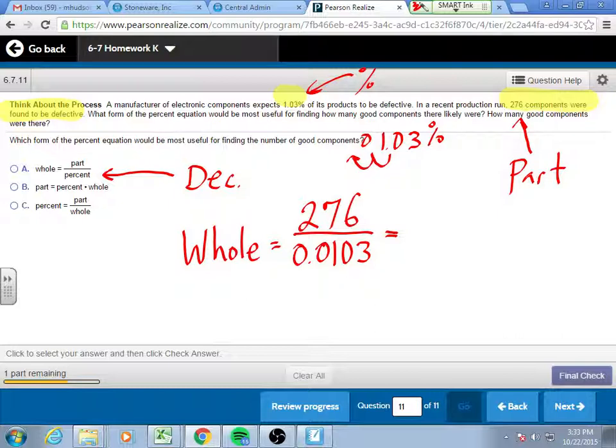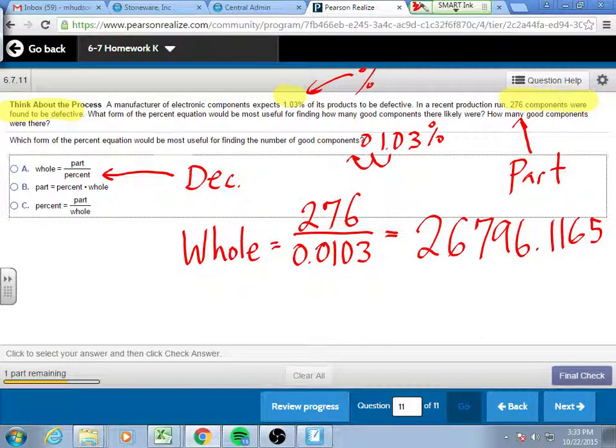276. We've got 2 minutes. They make 26,796, and then I get 0.1165, but we're going to need to round because it's a number of parts. So we would really just say 26,796. So it's A.